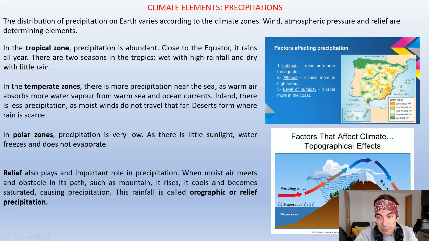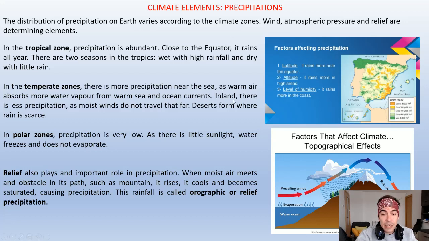which summarizes it very well. In the tropical zone, in the areas close to the equator, precipitation is abundant because it rains all year round. In these areas, we have two seasons, a wet season with high rainfall and a dry one with little rain. In the temperate zones, on the other hand, there is more precipitation near the sea because the warm air absorbs more water vapor from the warm sea and the ocean currents. Remember that we studied the ocean currents in the previous unit.